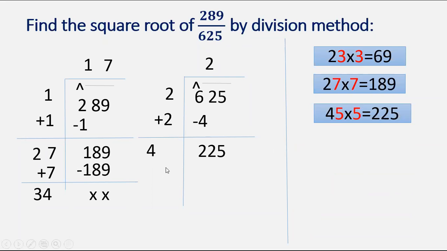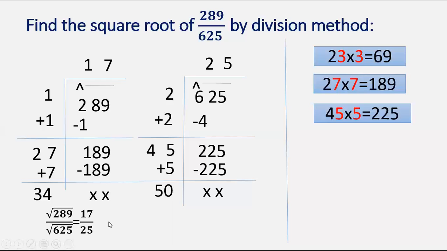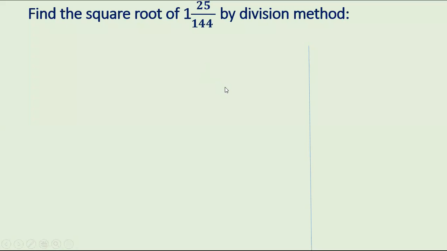Now what about the left hand side? We have to add the same number which is multiplied over here. So 5 is multiplied here, so we can add 5 here. 5 plus 5 is 10. 1 is going to be carried. So here we get the answer 17 over 25.